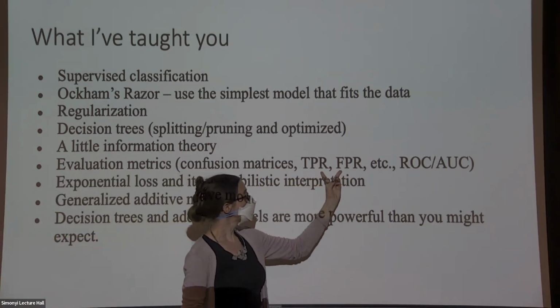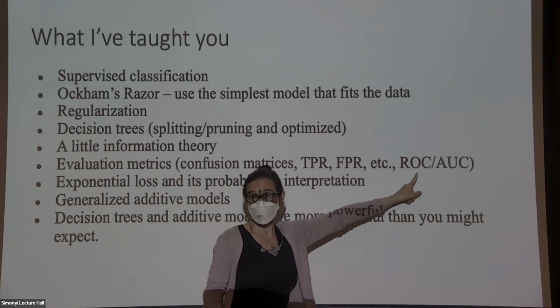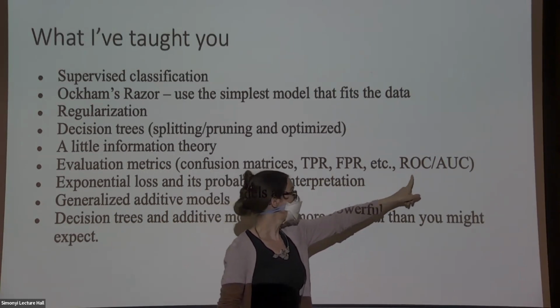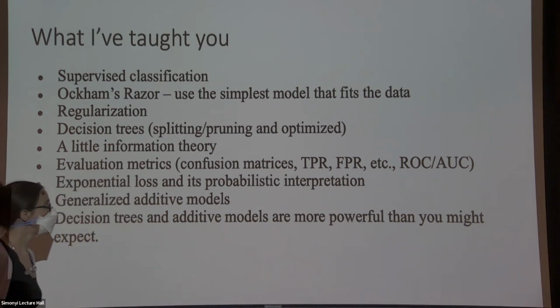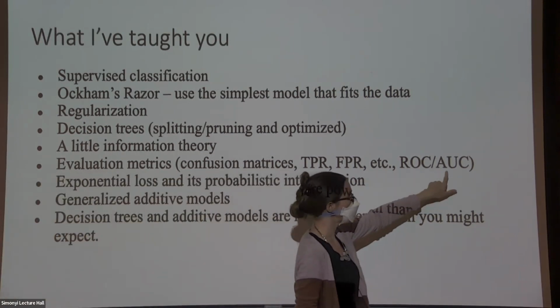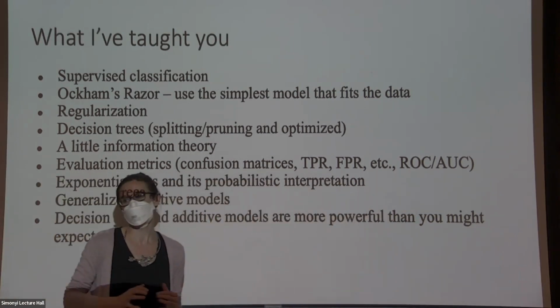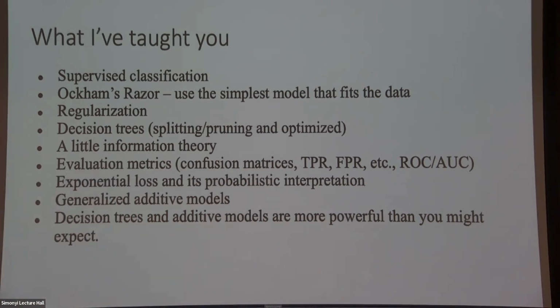The balance between these two constitutes the ROC curve. And then I taught you the AUC, which is the area under that curve, that is probably one of the most commonly used performance metrics in machine learning. I taught you the exponential loss and its probabilistic interpretation. I also taught you generalized additive models and got you up to the present day on sparse generalized additive models.